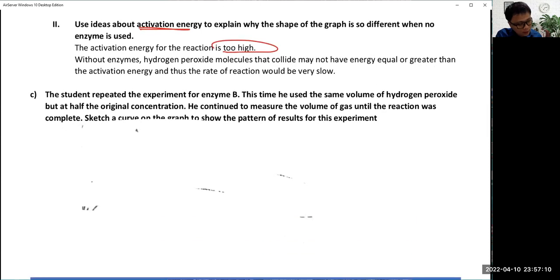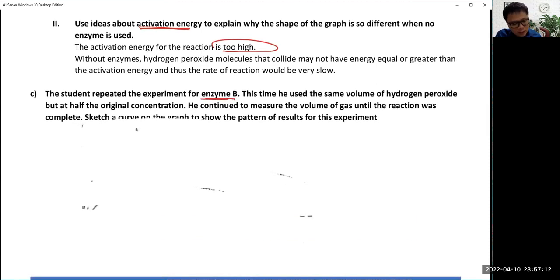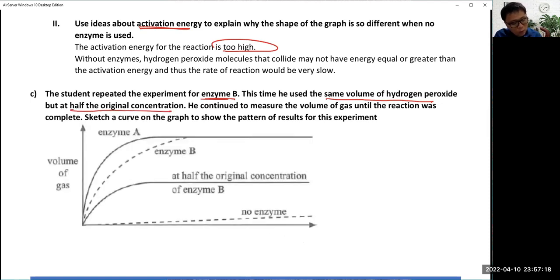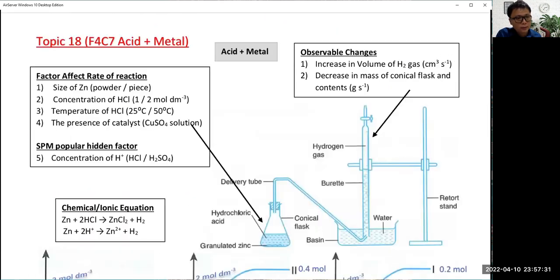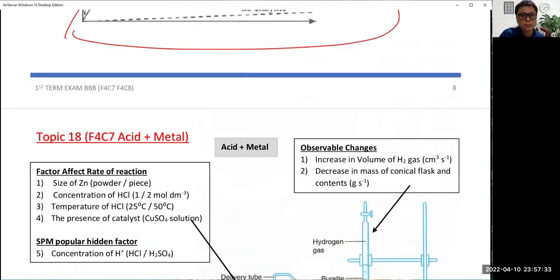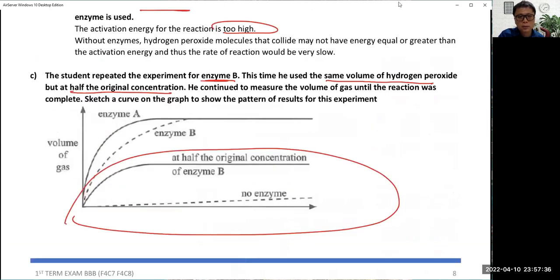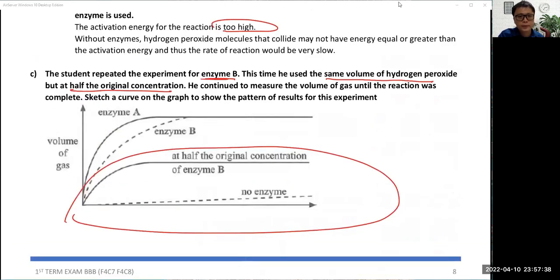Okay, then after that it's repeated with enzyme B. This time they use the same volume of hydrogen peroxide, but half of the original concentration. So you see, the concentration will decrease, right? When you use half of the original. Okay, so of course it'll be slower, and then the height of the graph will also be lesser. Okay, that's it. So you can continue with topic 18.